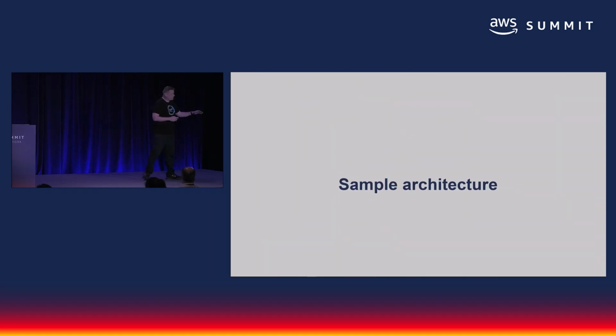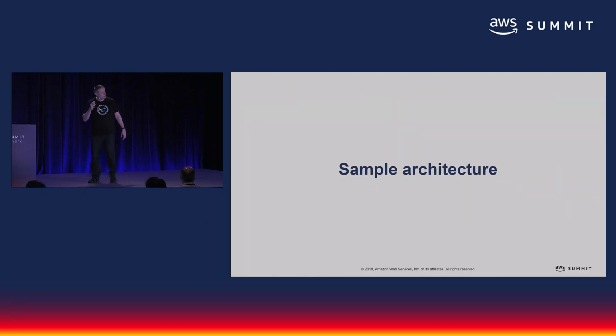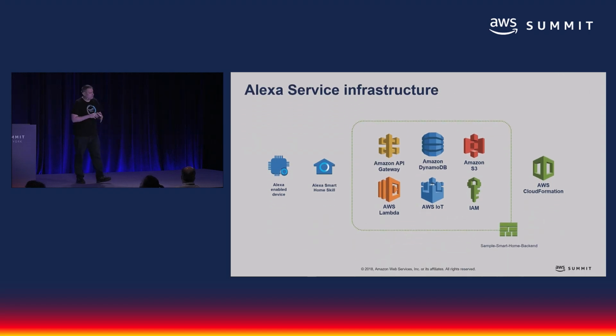Okay, so let's take a look at some sample architectures. First off, in general, we have an Alexa-enabled device, Alexa Smart Home Skill Kit. We can use things like API Gateway and DynamoDB to actually act as pass-through for referential information in the DynamoDB. One of the things I love about AWS IoT is it's very resource-friendly. You can have small implementations on devices using Greengrass or even just a simple script in some cases to communicate state back and forth.